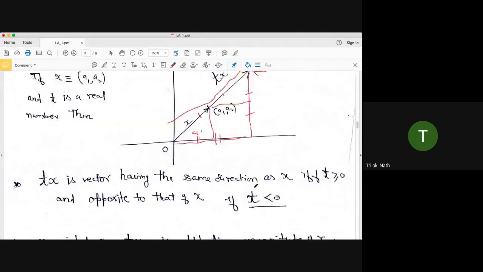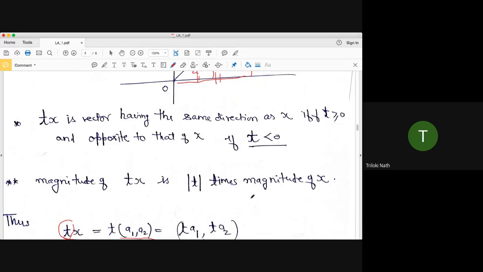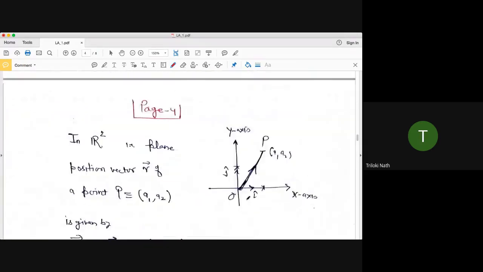Okay, fine. So we have two natural operations on the set of all vectors in the plane or in the space. So anyway, you understood in the plane. Okay, again, let us come back. In R2, that is the plane. R2 means plane. So position vector R bar of a point P, A1, A2. What is that? P is any point whose coordinate is A1, A2.